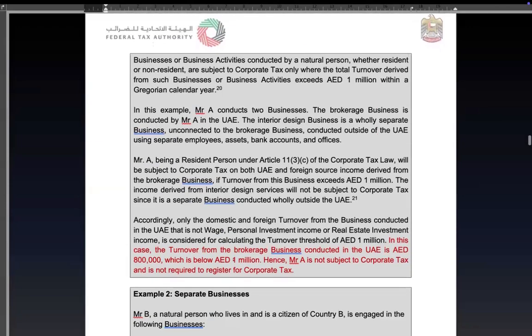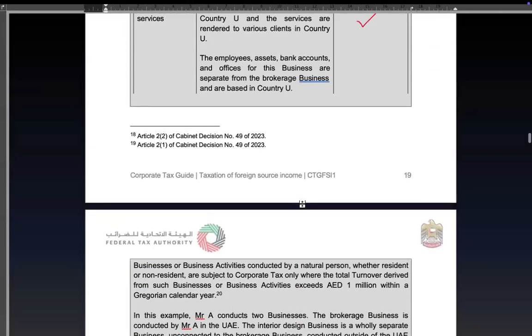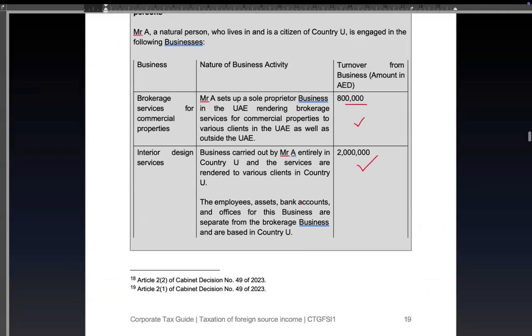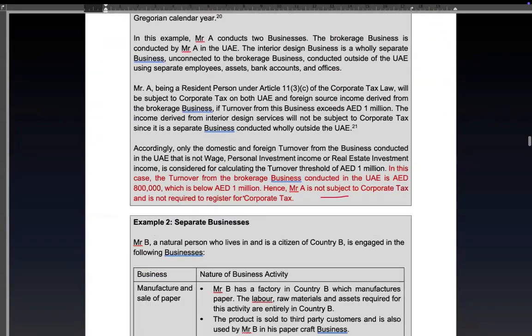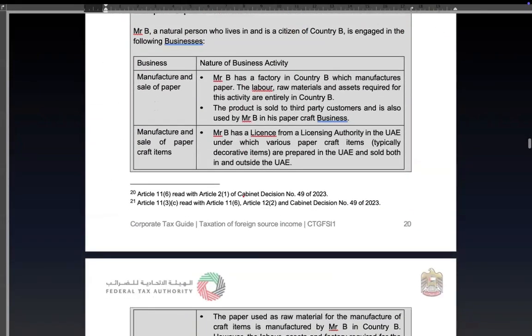In this case, the turnover of brokerage services contracted in the UAE is 800,000, which is below 1 million, hence he is not subject to tax. A is carrying out the business. This is a business in the UAE. This is a business outside the UAE. If a natural person is conducting business outside the UAE, it will not be subject to tax in the UAE. Only business revenue related to the business in the UAE is subject to tax. This natural person's income is less than 1 million, so it will not be subject to tax. It has been written in the conclusion.